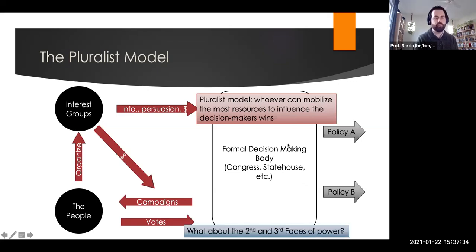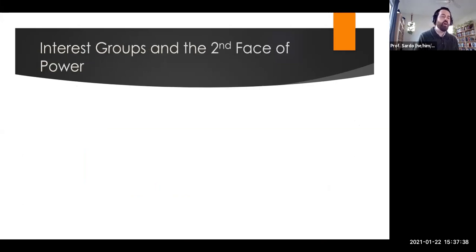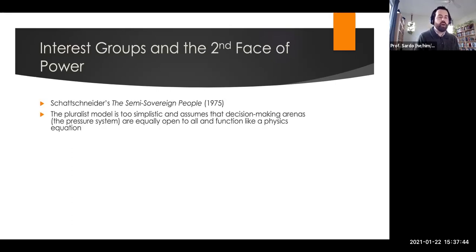So what about the other phases of power? Do interest groups intersect there? Well, your reading from E. E. Schattschneider suggests that they do. Schattschneider argues the pluralist model is too simplistic, and that it assumes the decision-making arena, what he calls the pressure system in your reading, is equally open to all and functions like a physics equation, where you just put more influence on the left side of the equation, and that means an outcome on the right side of the equation.